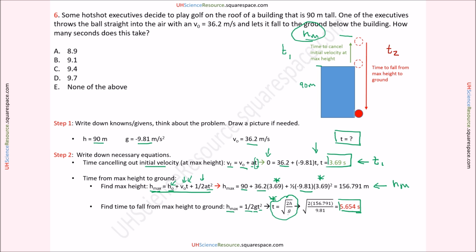Now that we have our time 1 and our time 2, we just add them together to solve the question. And what we should get is 9.344 seconds. If we look at our answer choices, we can see that answer choice C is going to be our correct answer.